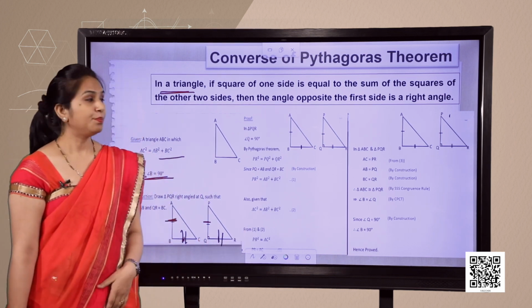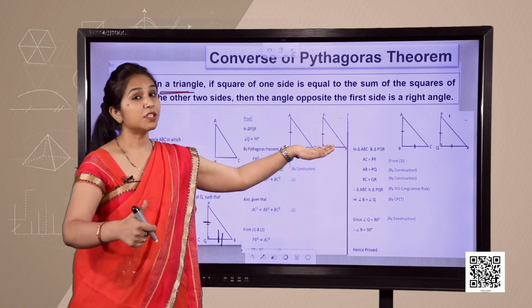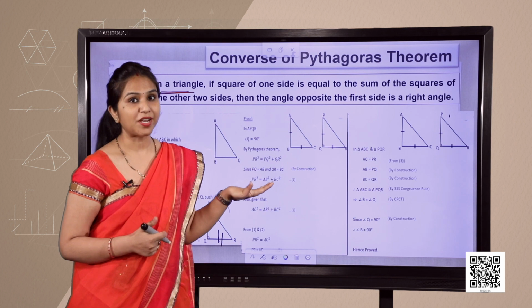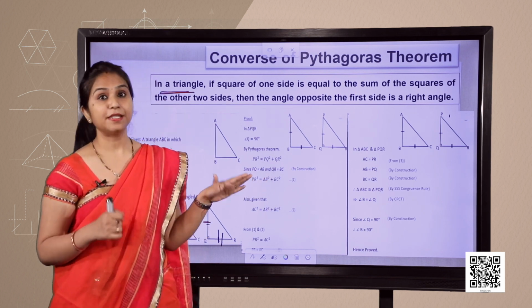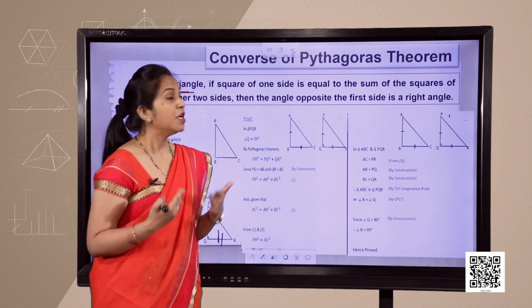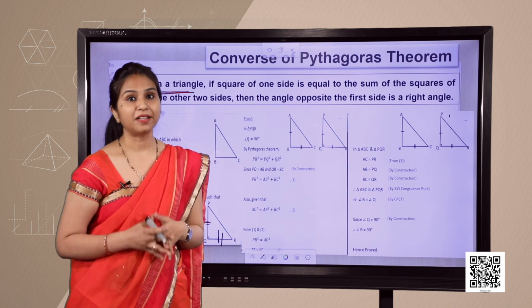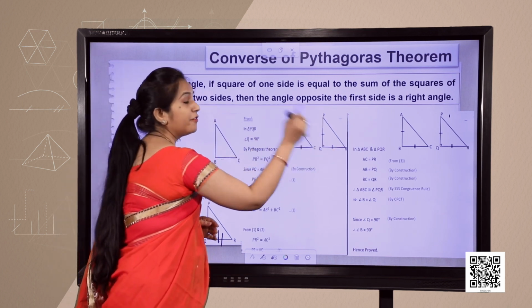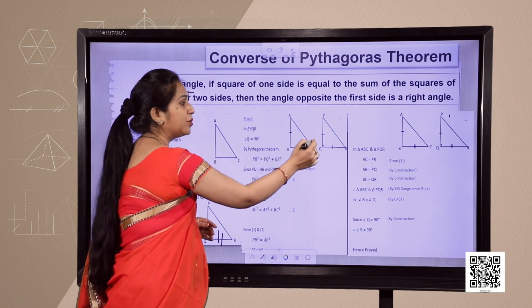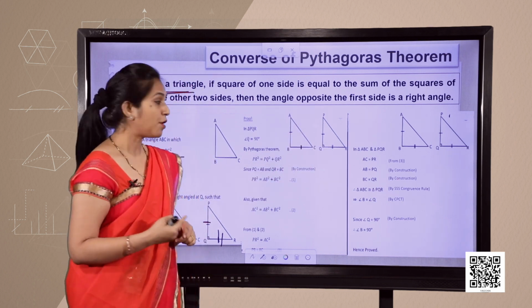So, let us start with the proof now. Children, this triangle PQR, because of construction, is a right angle triangle, and since it is a right angle triangle, it means Pythagoras property is applicable here. So, what can you write in triangle PQR? In triangle PQR, we can write that PR square is equal to PQ square plus QR square, that is because of Pythagoras property.